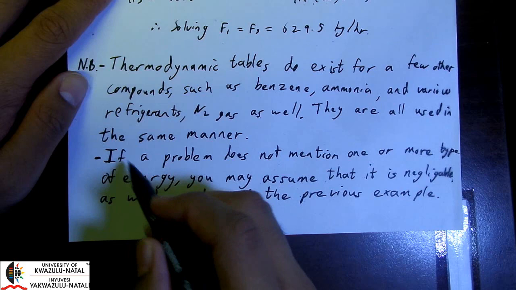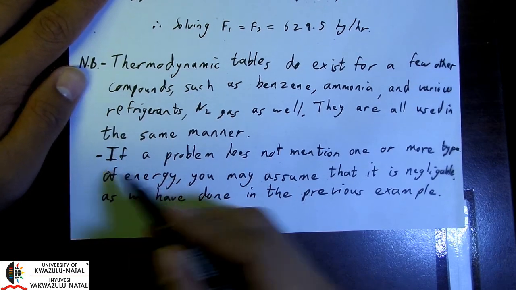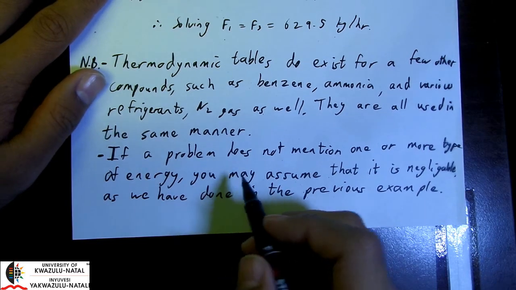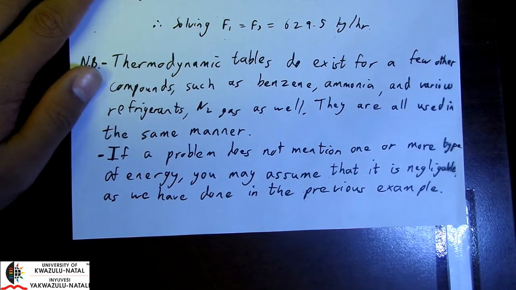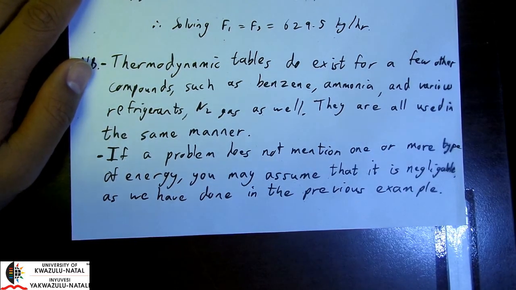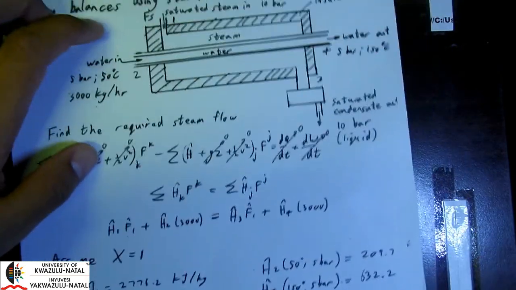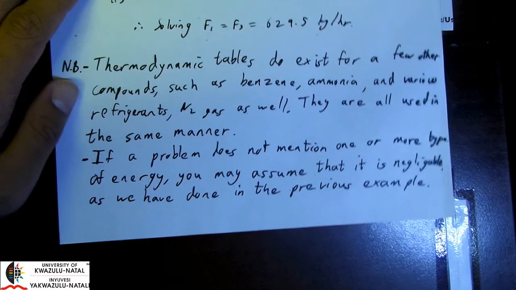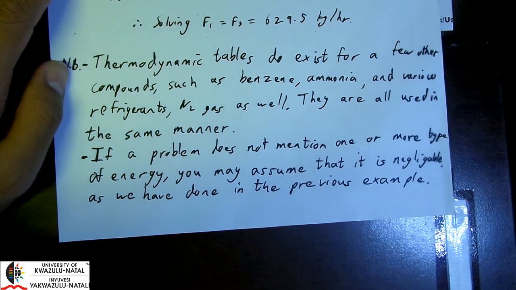Okay, and as you've seen in the previous example, if a problem doesn't mention one or more types of energy, you may assume that it's negligible and you can neglect it. Okay, as we have done in this example. Okay, so that's the problem solved using steam tables.